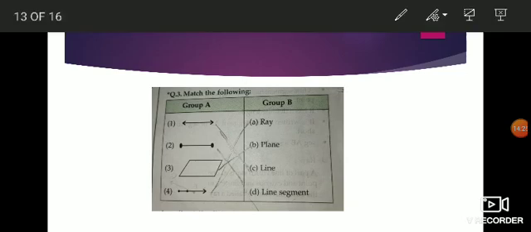Okay, good students. Now next we will see match the pairs. Here is question number 3. First one is a line because it has 2 arrows and extends on both sides, so it is a line. Now next one, see here, it has 2 end points, so it is said to be a line segment. And the third one is a flat surface. Flat surface means it is a plane.